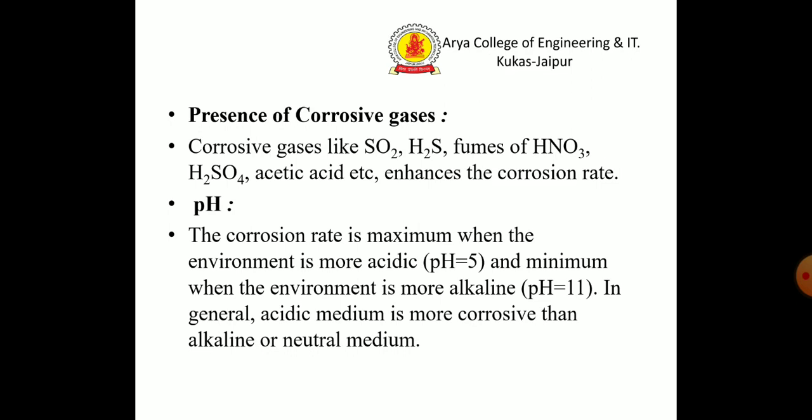And the next factor, pH. The corrosion rate is maximum when the environment is more acidic and minimum when the environment is more alkaline. In general, an acidic medium is more corrosive than an alkaline or neutral medium.